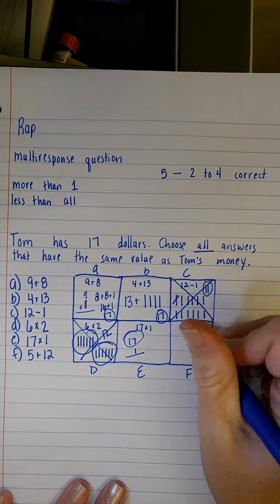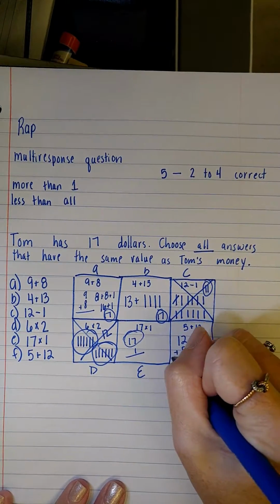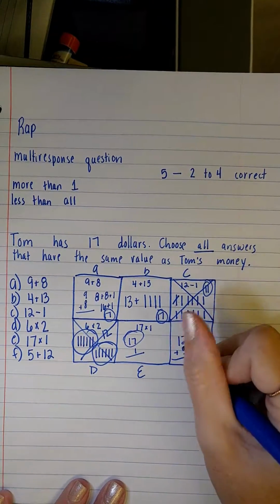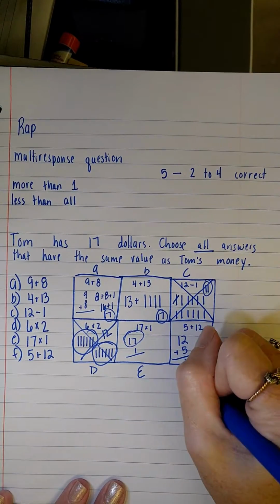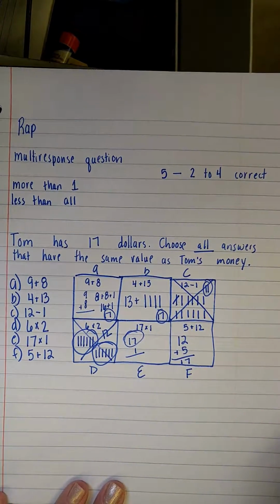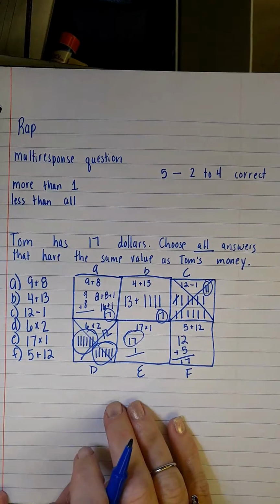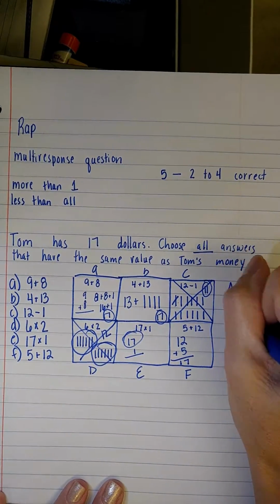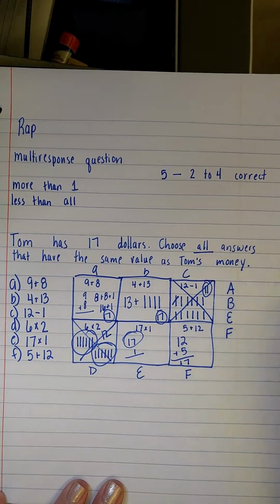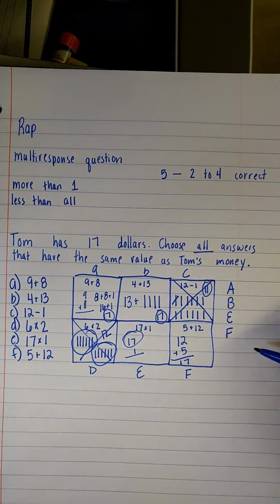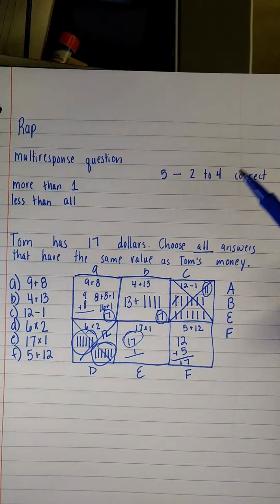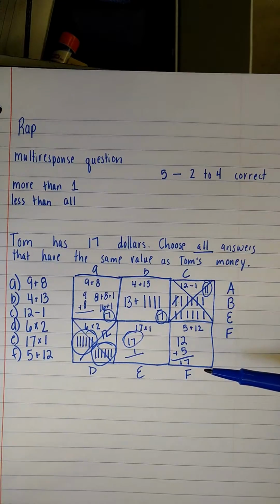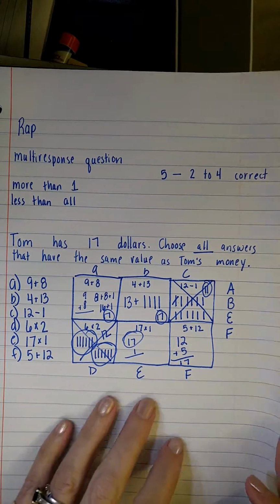And then 12 plus 5. Make sure I line up my numbers. My ones are all lined up. 5 plus 2 is 7. 1 plus 0 is 1. That is also 17. So now looking at this visual representation, I can see that answers A, B, E, and F are valid answers for this question. Again, this is a test style, and the district uses this a lot to tell whether children understand what they're doing. Now, I am going to post their homework.